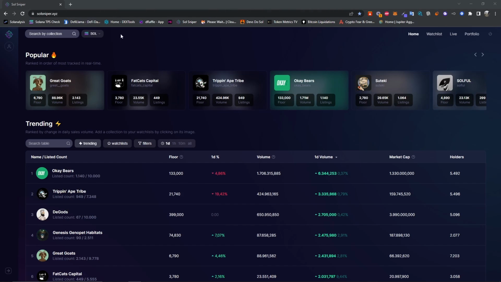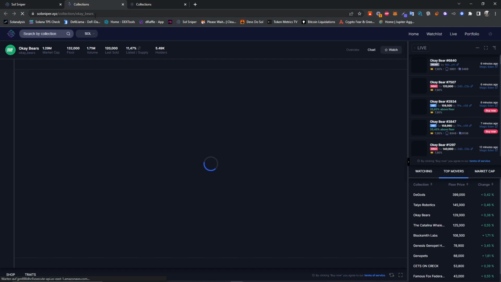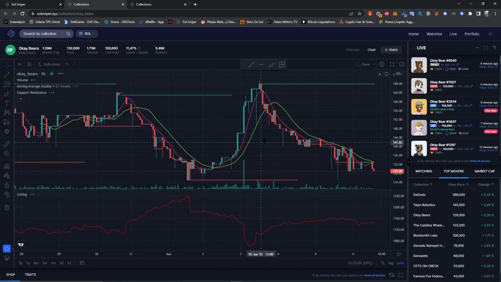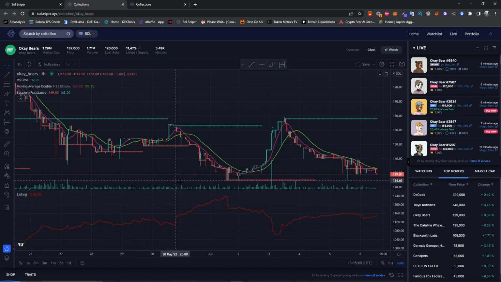Shout out to SoSniper.xyz for this crazy website. And we are looking at Tripping Ape Tribe and OK Bears, okay? And let's just use their indicators also.